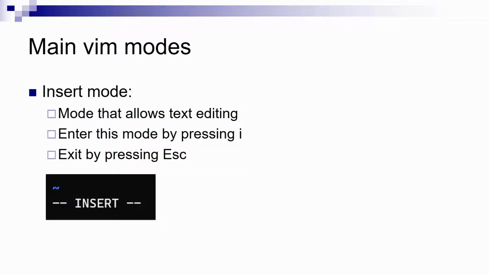Now let's actually go to why we want to use Vim, which is text editing. The insert mode is the mode that will allow you to edit text, and you can enter it by pressing I. There are also other possibilities that we will see in a later slide, but the main key that you can use to enter insert mode is I. And like I said previously, to exit insert mode, press escape. And as you see from the picture I put here, you know you are in insert mode when you see this in the lower left of the screen.